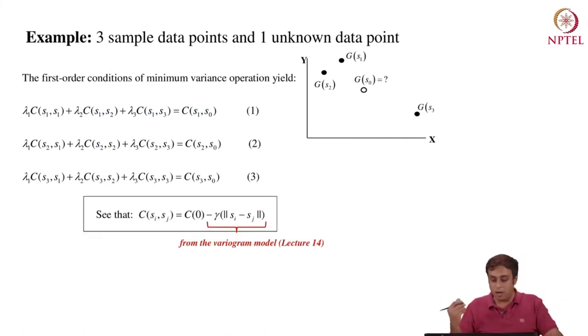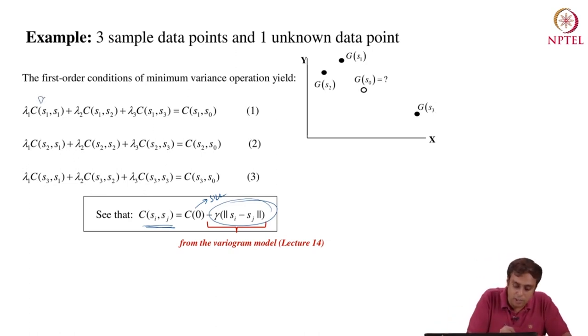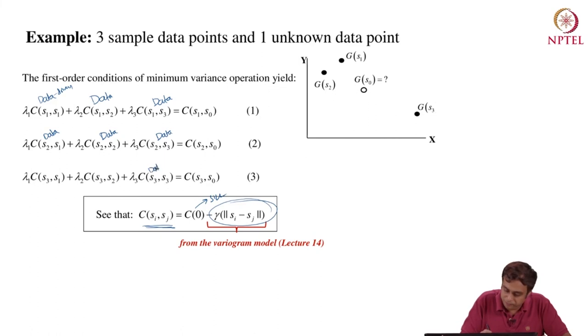These values are going to come from the variogram model. C(Si, Sj) is C0 minus gamma of Si minus Sj. This gamma is my variogram model. This C0 is the sill, which is also estimated from data. So these values on the left hand side are data driven. And these here are unknowns. Lambda 1, lambda 2, and lambda 3 are all unknown. These are variables.